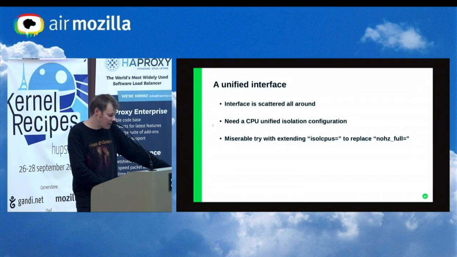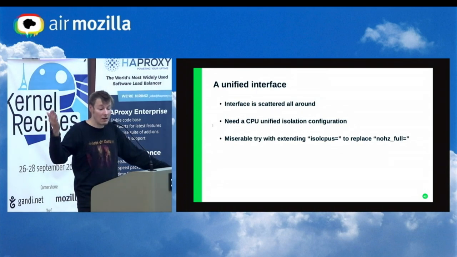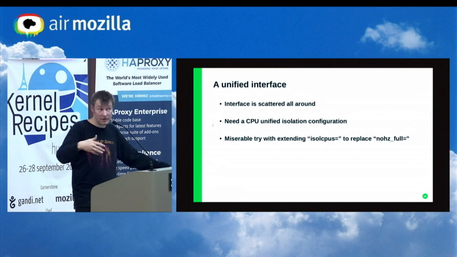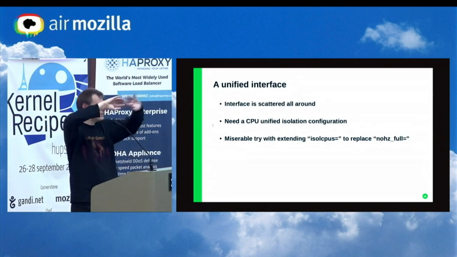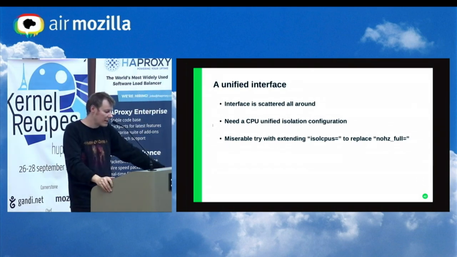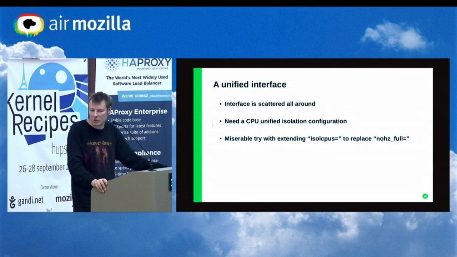Now, for the future, as you just saw, the interface is scattered all around. We need to use taskset, for example, to isolate the tasks. We need to use sysfs in order to isolate the workqueues, sysctl for other things. And so this is a big mess. And the best would be to have a unified configuration to plainly isolate a CPU.